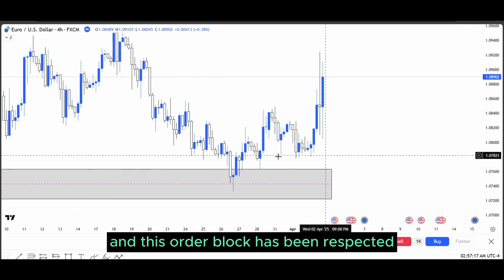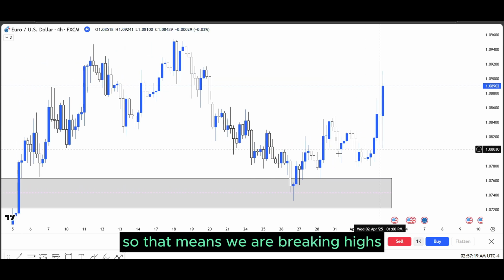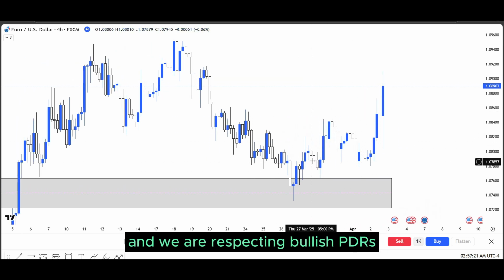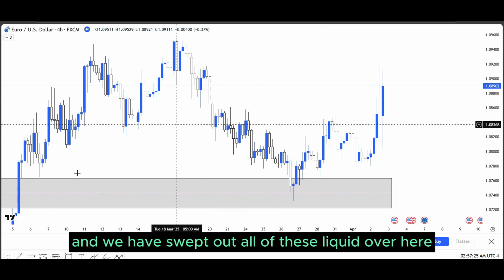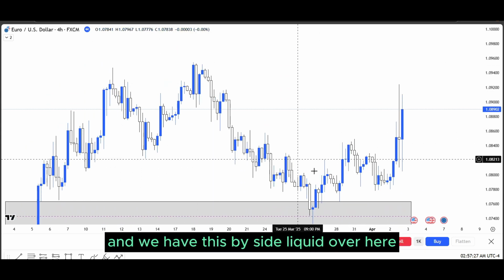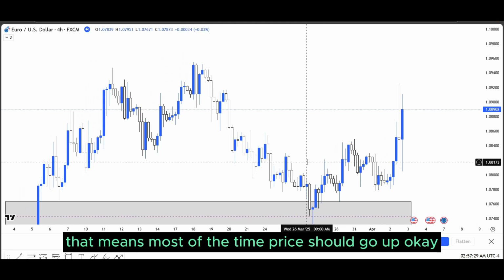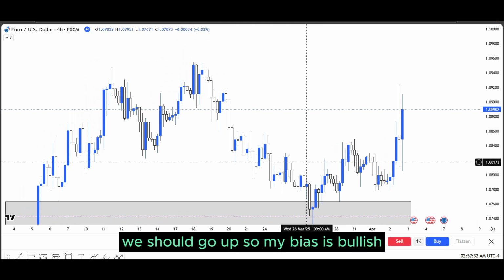And this order block has been respected, so that means we are breaking highs and we are respecting bullish PD arrays, and we have swept out all of this liquidity over here, and we have this buy side liquidity over here. That means most of the time price should go up. Okay, we should go up. So my bias is bullish.